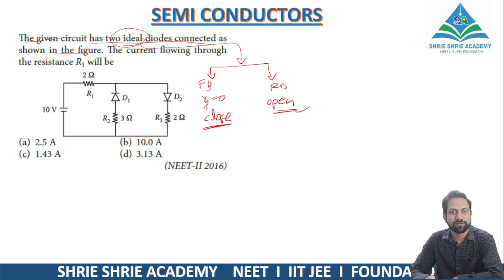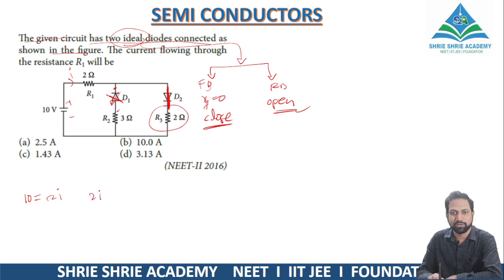Then this diode is in reverse bias, as you can see it's positive and negative here. So it will be an open circuit, the current will not go through D1, and diode D2 will be a closed circuit, so it will pass through D2. Then the 10 volt supply should be across the voltage drop across the 2 ohm, that is 2I, and the voltage drop across this is again 2I. The sum of these two drops should equal 10 volts. Then current I equals 10 by 4, which will give you 2.5 amperes. I hope you got it.